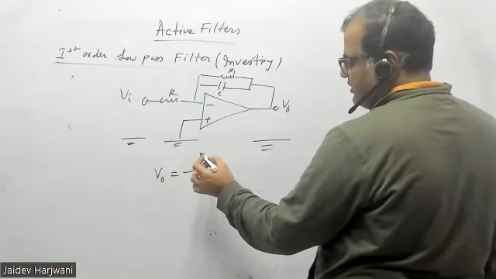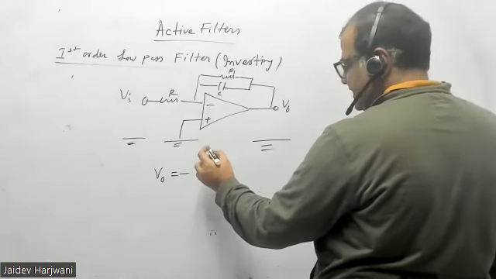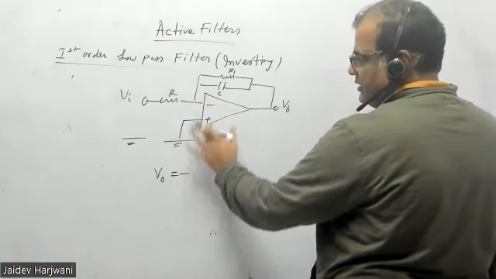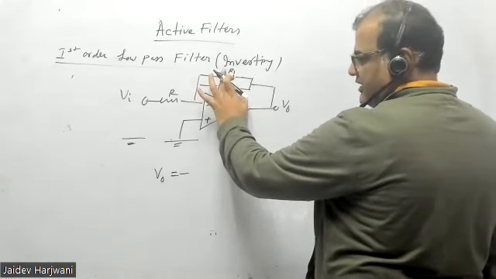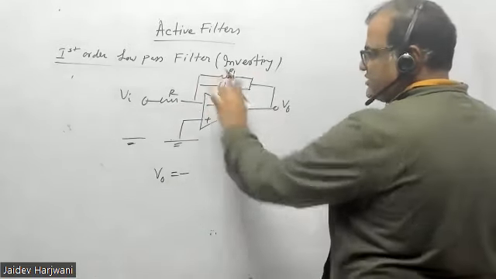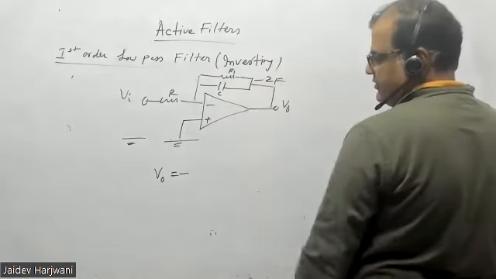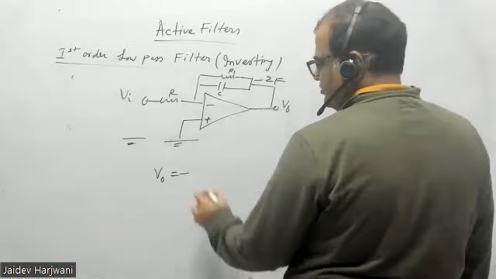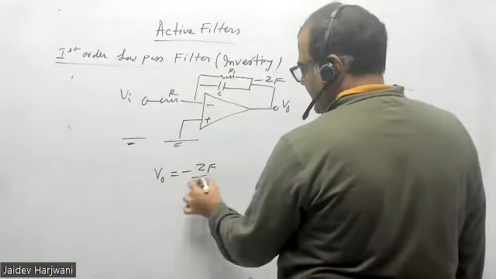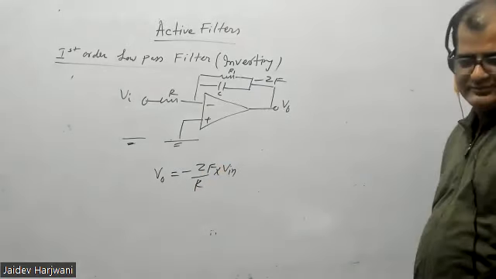Tell me, what is the formula in inverting? V naught equals minus RF upon R. But here it is not RF; here it is a combination. So you say this combination is equal to ZF. So V naught equals minus ZF upon R into V input is the formula.